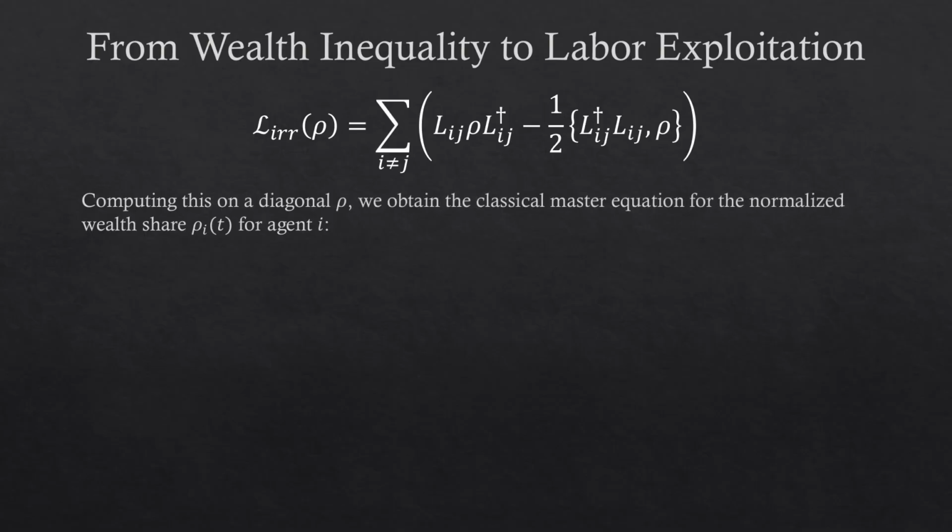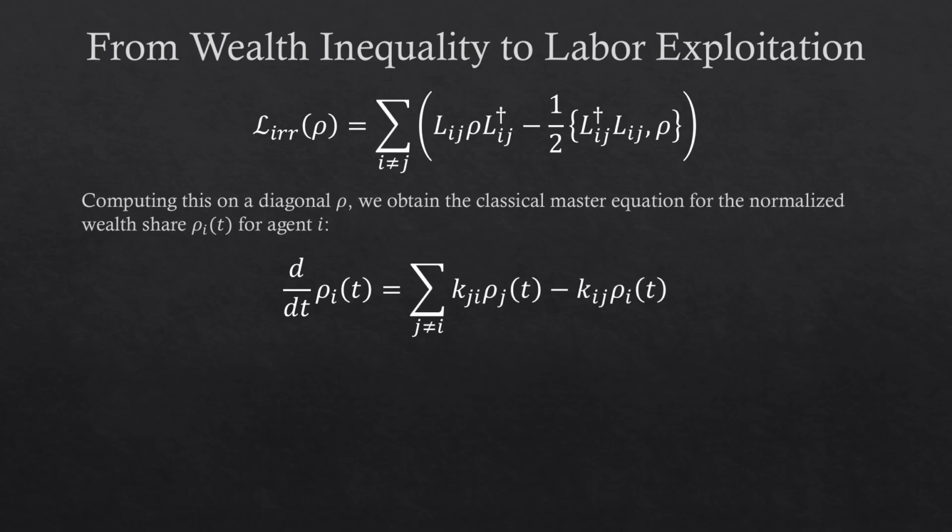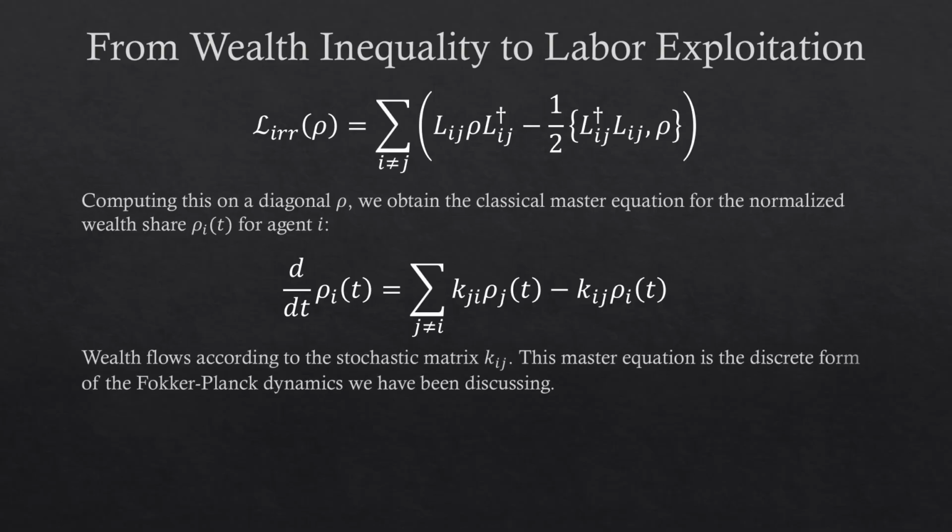Computing this on a diagonal row, we obtain the classical master equation for the normalized wealth share ρ_i(t) for an agent i. Remember, k_ji and k_ij do not generally commute, so this sum does not go to 0. Wealth flows according to the stochastic matrix k_ij. This master equation is the discrete form of the Fokker-Planck dynamics we have been discussing.